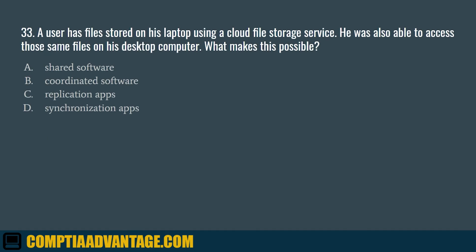Question 33. A user has files stored on his laptop using a cloud file storage service. He was also able to access those same files on his desktop computer. What makes this possible? A. Shared software. B. Coordinated software. C. Replication apps. D. Synchronization apps. The correct answer is D.